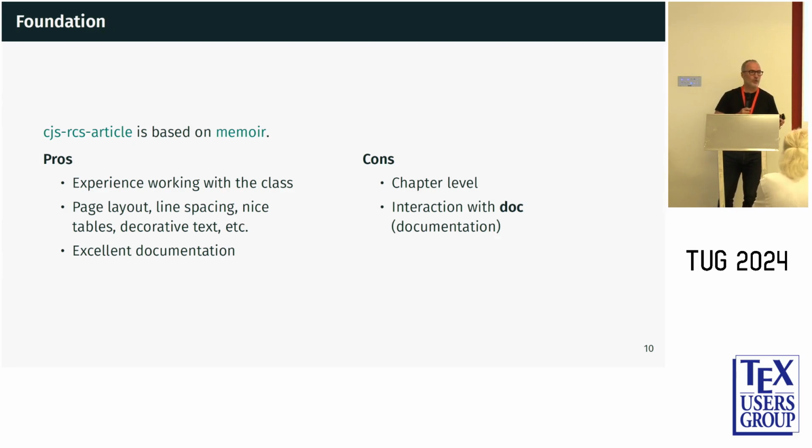The cons to using this class: first, memoir assumes that you're writing a book, and that will start with a chapter level. So you have to disable chapters if you're basically mimicking an article class. And I had some trouble with the interaction with the doc package when I was writing the documentation. I don't think I'll have time to go over this, but I had to disable a few things from memoir to be able to use the features of doc to write the documentation.